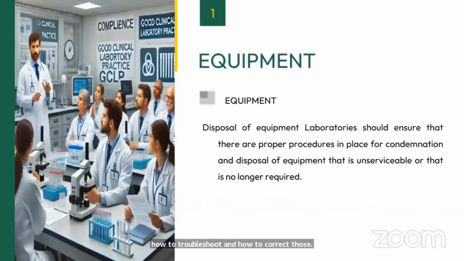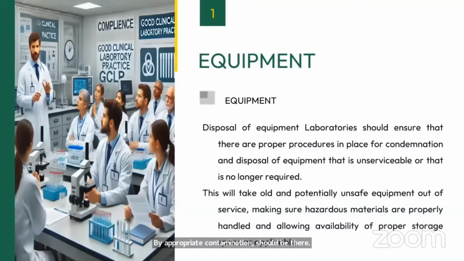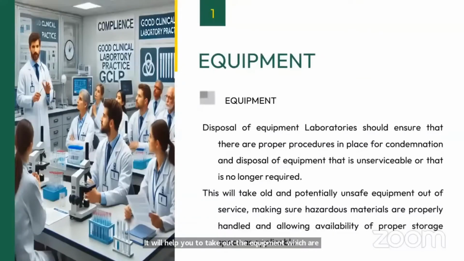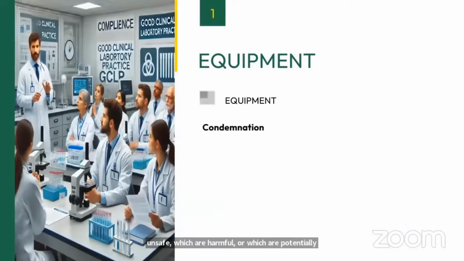Disposal of the equipment. If the equipment is not working appropriately, it should be disposed of by an appropriate condemnation procedure. This will take old and potentially unsafe equipment out of service. So if you have appropriate condemnation protocols in place, it will help you to take out the equipment which is unsafe, harmful, or potentially hazardous to use in your environment. You can take it out of the environment.